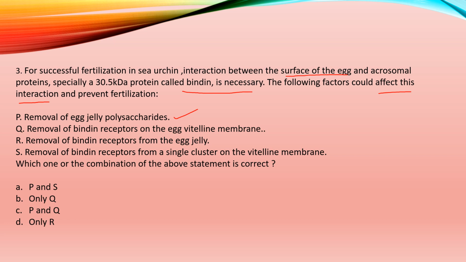Removal of binding receptor on egg vitelline membrane. For fertilization, as we discussed, the bindin present in the acrosome of the sperm should bind with the bindin receptor on the egg vitelline membrane. If we remove the bindin receptor on the egg vitelline membrane, then it will also affect the interaction. It will prevent the fertilization. So the second option is also correct.